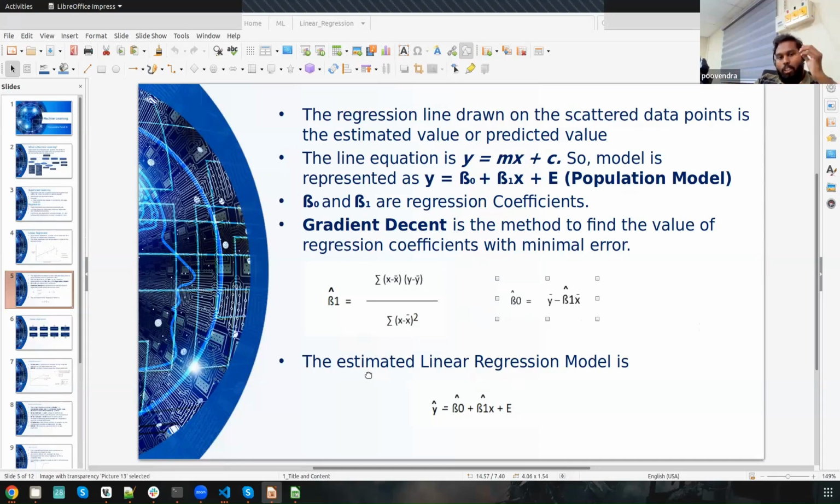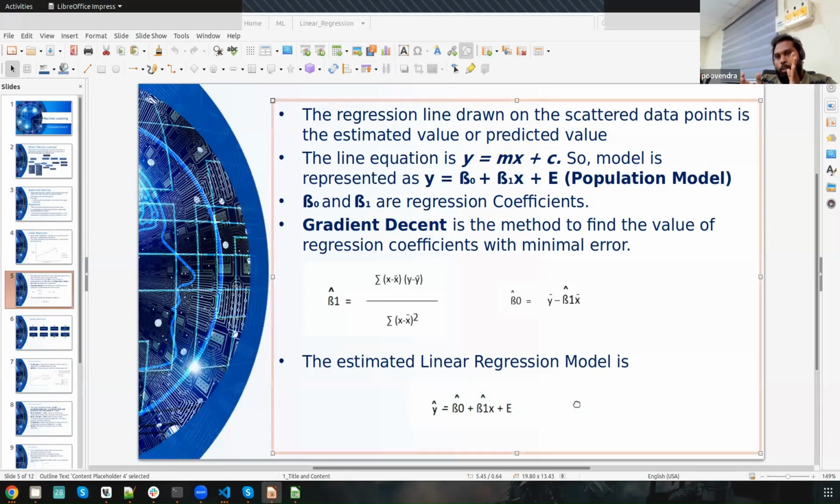At the end, we find the model as y predicted equal to beta naught predicted plus beta 1 predicted into x plus e. The apostrophe is what we call predicted. This is the linear regression model output.